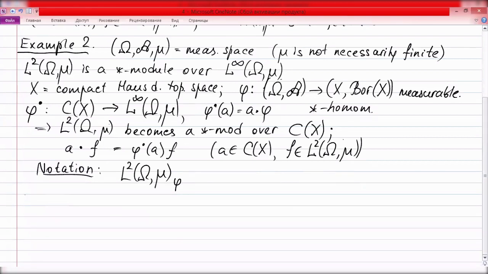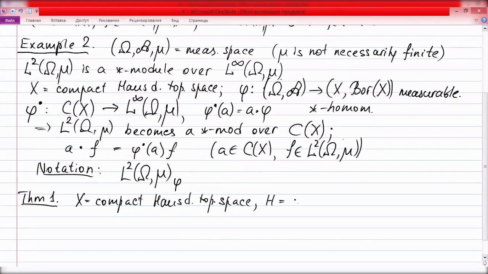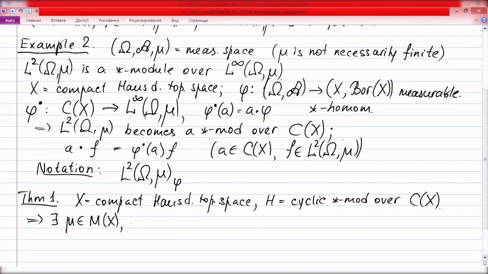So we have the following result, theorem 1. Suppose that X is a compact Hausdorff topological space, and suppose that H is a cyclic star module over C of X. I claim that H has the form described in example 1. That is, there exists a positive Radon measure mu on X such that H is unitarily isomorphic to L2 of X mu over C of X.